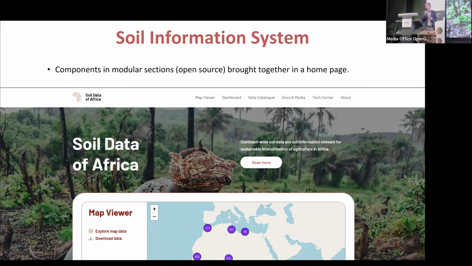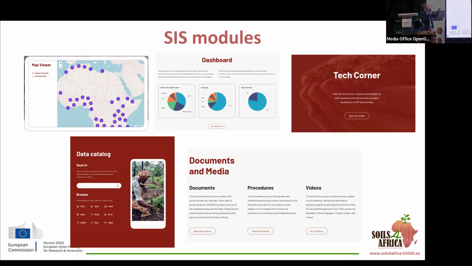Then, of course, a major objective of the project was to set up a soil information system, a continental soil information system. We took a modular approach to that. The system is composed of various separate components that talk to each other in the back end, and that we bring together in a homepage from which the user can access the data in different ways. A couple of slides to give you a little bit of flavor. The homepage gives you access to the different components that we have.